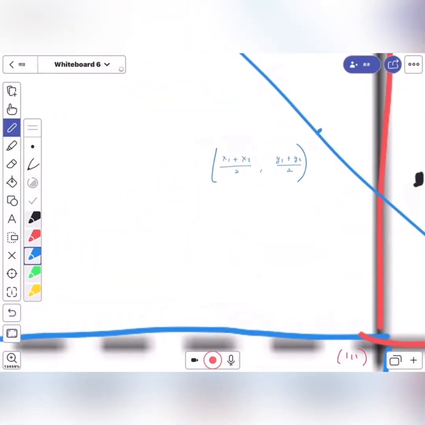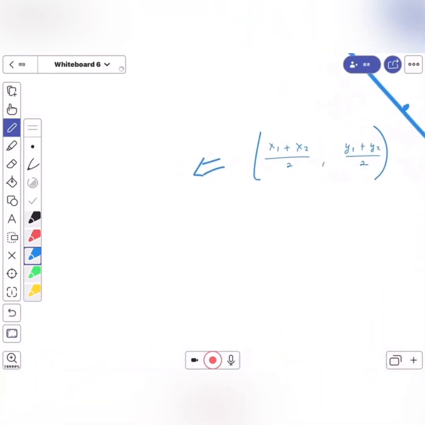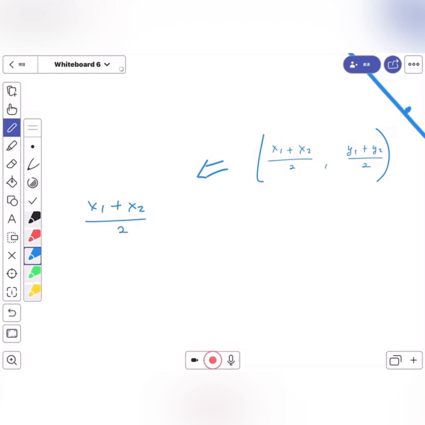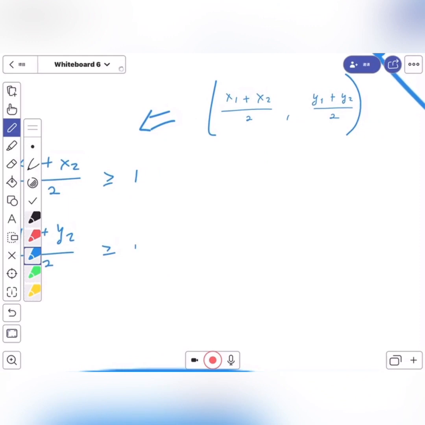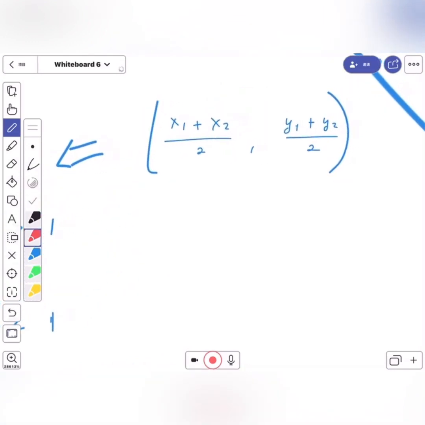So therefore, we're going to obtain a system of equations: (x1 + x2)/2 is greater than or equal to 1, and (y1 + y2)/2 is equal to 1 as well. Now this basically simplifies to x1 + x2 is greater than or equal to 2, and y1 + y2 is greater than or equal to 2.